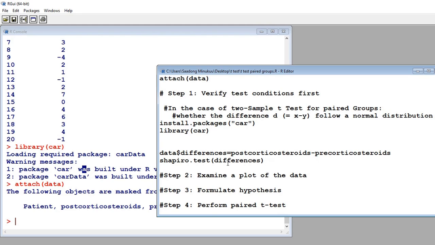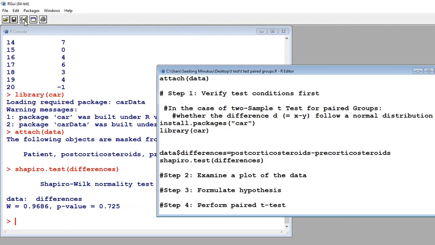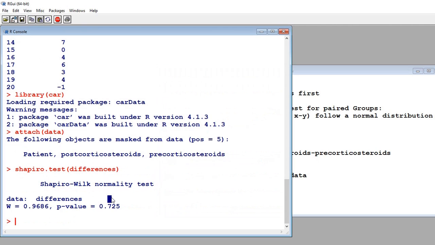When you attach your data set, it actually saves a lot of time. So instead of saying data$differences, I just write differences and we are good to go. Now it gives us a p-value. We're actually going to test the null hypothesis, and the null hypothesis is that the distribution of our sample distribution is similar to a normal distribution.